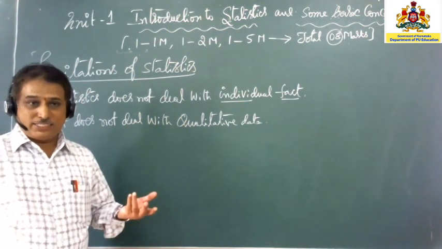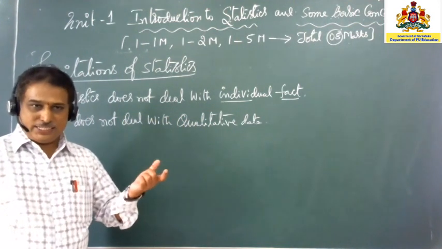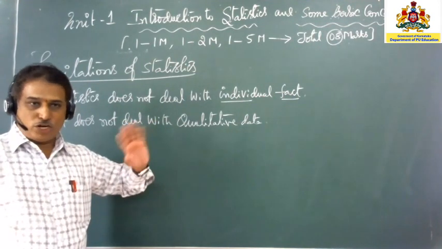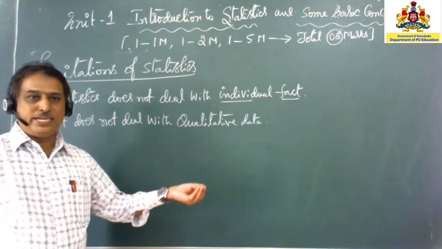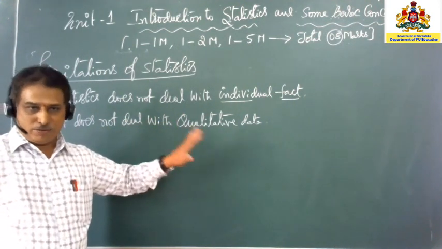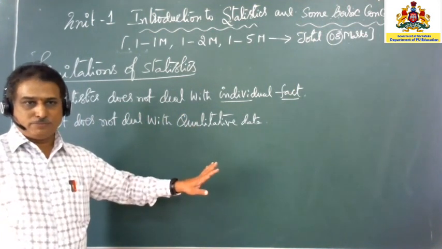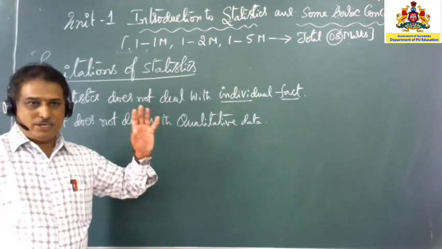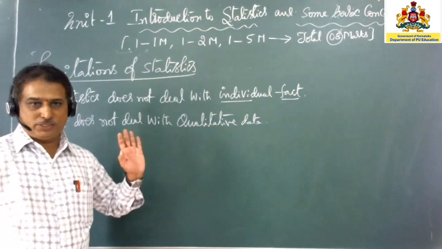What are the qualitative characteristics? Color, honesty, intelligence. All these qualitative aspects we can't measure numerically. That's why statistics always deals with the quantitative data. It does not deal with the qualitative aspects like this. For example, skin color, you can't compare. Honesty, that also you can't take into consideration. Why? Because you can't compare the honesty of different people.